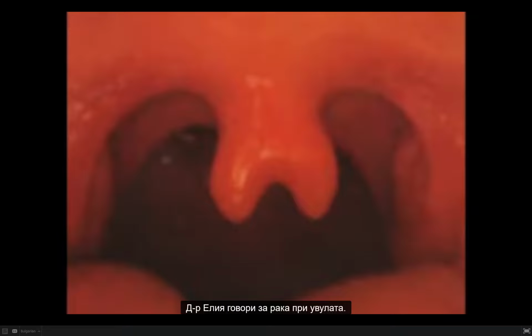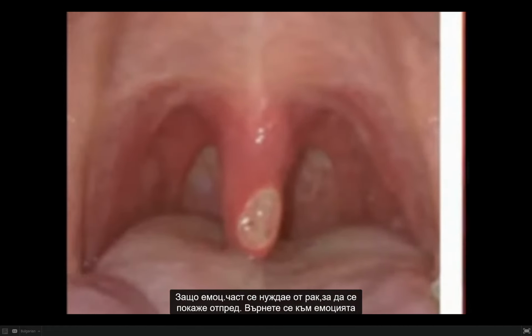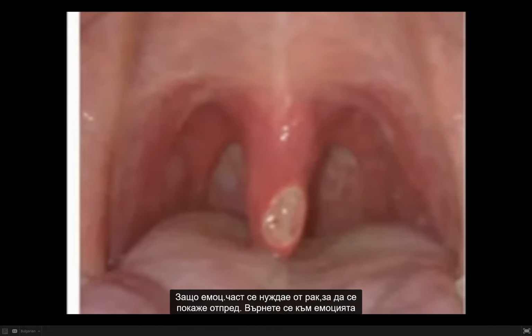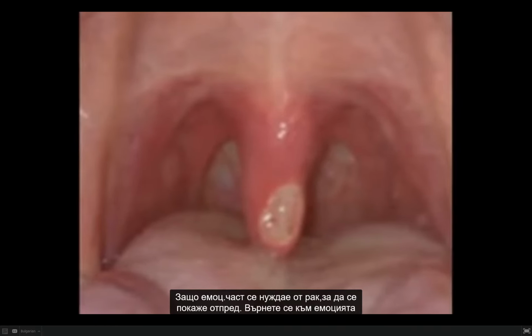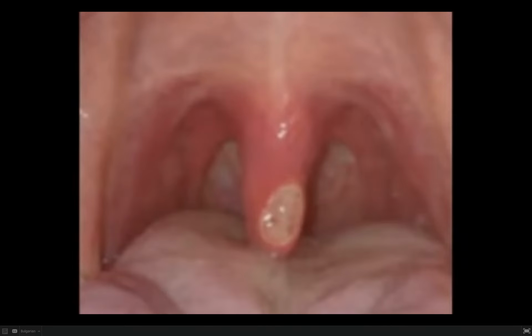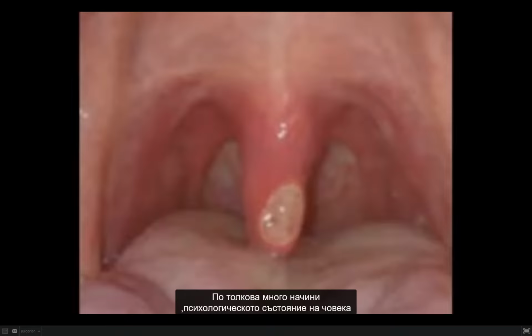Dr. Ali was speaking about the cancer. Why does emotional part need a cancer to show itself in the front? Go back to the emotion. What is not digested? What has been forced, which is rejected by emotion? In so many ways, the psychological state of the man is written on his uvula.